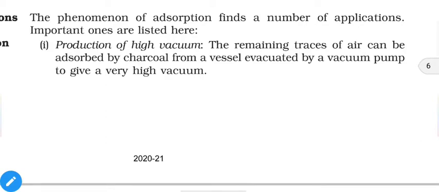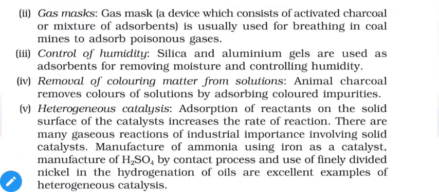We can create a comparatively good vacuum, and to obtain more accurate results or a purer vacuum, adsorption can be used. First of all we suck out the gases present in the container, and then we place some adsorbent material which will further adsorb the remaining amount of gas, and that's why you will get a comparatively high vacuum. Next, gas masks. Gas masks are used for breathing purposes in coal mines, and they filter out the poisonous gases with the help of adsorption. Right now we are much more familiar with different types of masks.